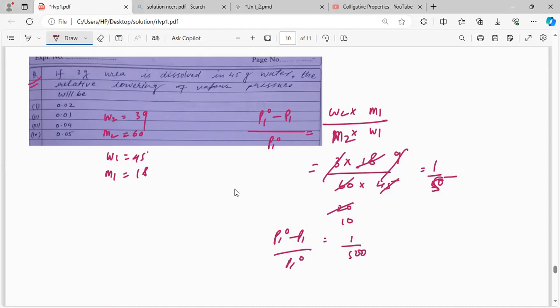See, did we make a mistake somewhere? 20. Then we are dividing by 10. Means 9, 9 by 5, so this is 50. Somewhere 50. So the answer will be option A, 0.02. Option A. Can you check it? Yes, sir. Okay. So this is the way to do.